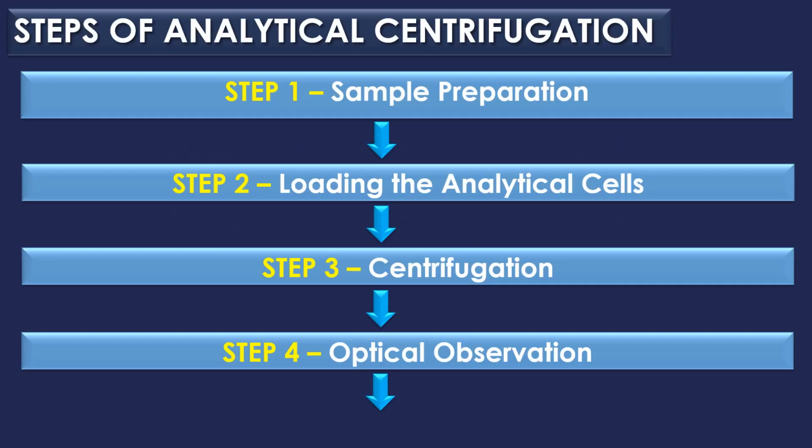Steps of analytical centrifugation. Step 1 is sample preparation. Small sample sizes, typically ranging from 20 to 120 mm3, are collected and prepared for analysis. These samples contain the biomolecules of interest and are placed in specialized analytical cells or tubes.